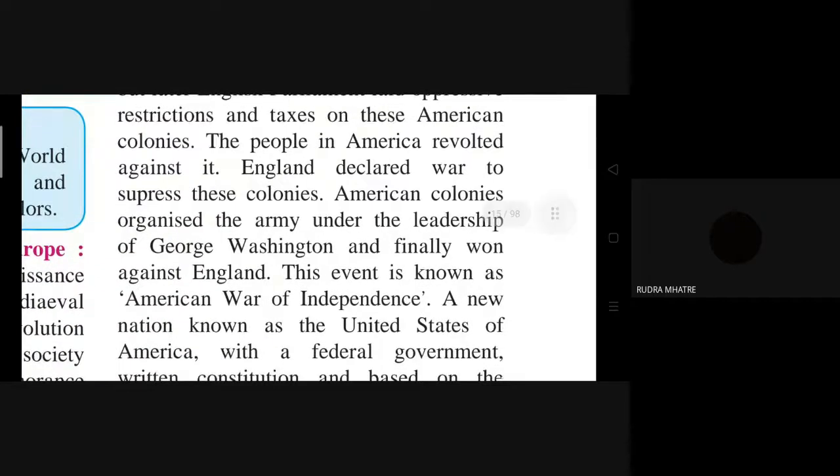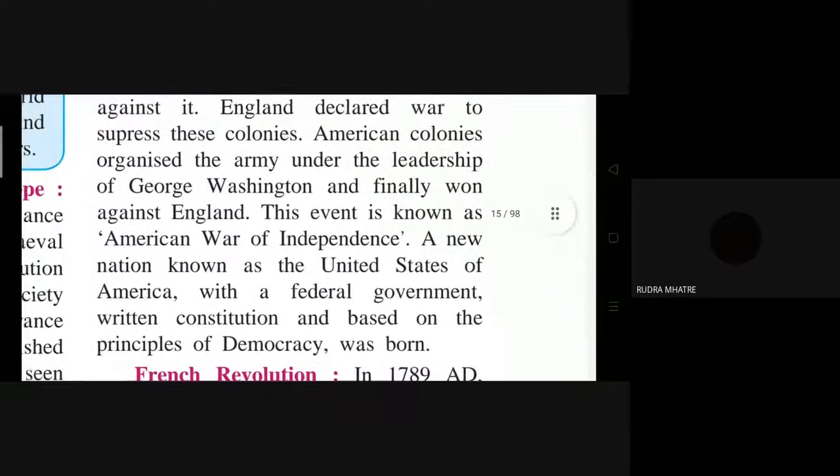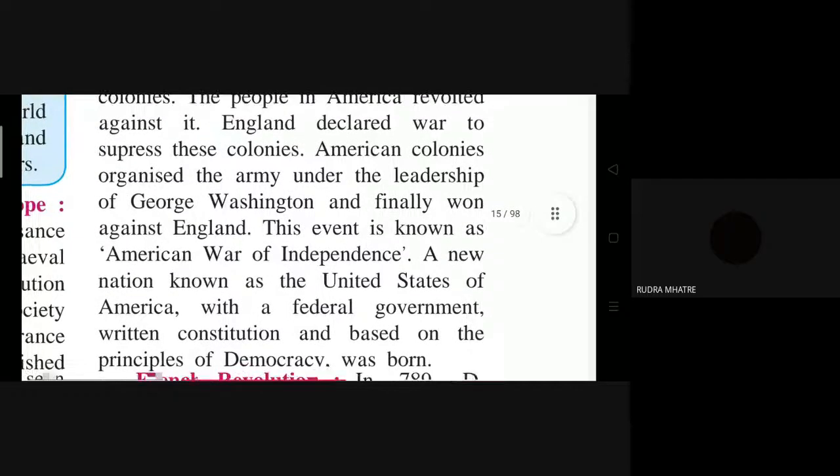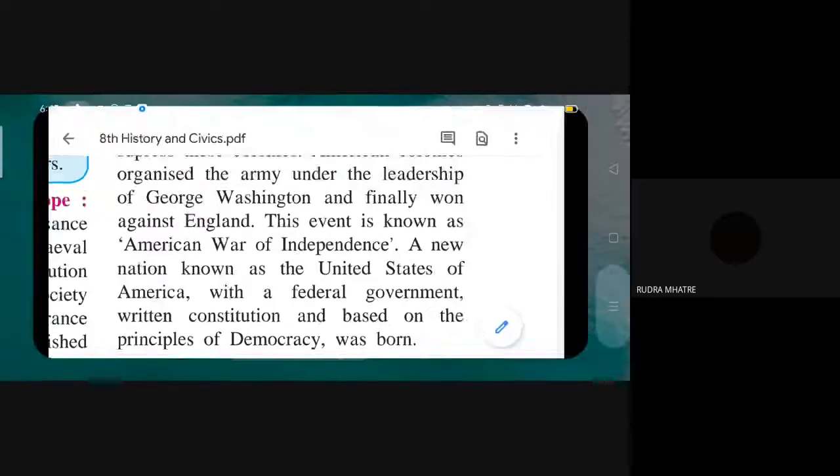American colonies, the people in America revolted against it. England declared a war to suppress these colonies. American colonies organized the army under the leadership of George Washington and finally won against England. This event is known as American War of Independence. A new nation known as United States of America with a federal government, written constitution and based on the principles of democracy was born.